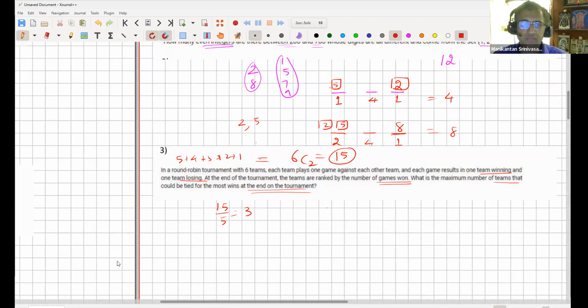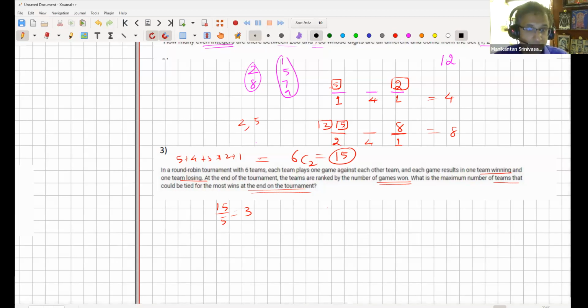But just because 15 by 5 is an integer, it doesn't guarantee that this will always be possible. Can you devise a particular outcome where each of these 5 teams will end up getting 3 wins? You're understanding my question, right? So the first check is whether it's an integer. Okay, that check is passed. But just because it's an integer, it doesn't guarantee that it's possible, right? You might not be able to achieve a certain outcome by which each of these 5 teams gets 3 points each. So you have to give me a particular example scenario where that's possible, if at all it's possible.